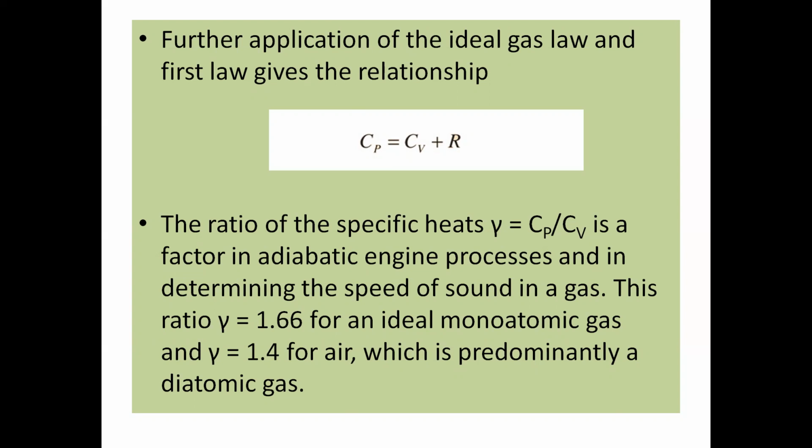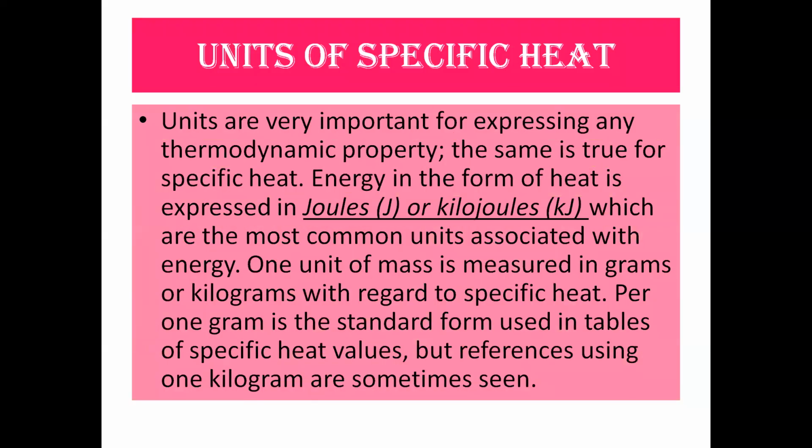This ratio gamma is equal to 1.66 for an ideal monoatomic gas and 1.4 for air, which is predominantly a diatomic gas. The values which I have mentioned here, 1.66 and 1.4, are very useful while you are solving problems. Please remember them, guys. Next, coming to units of specific heat.